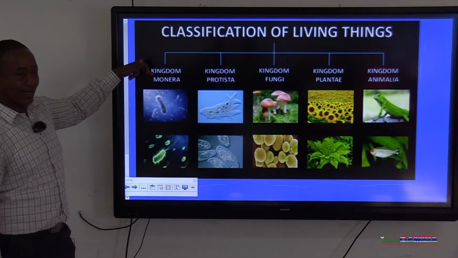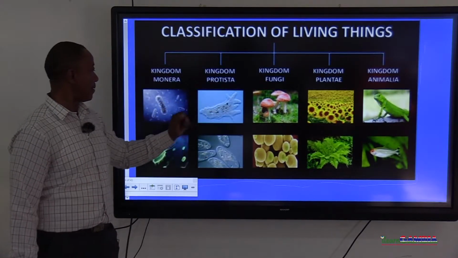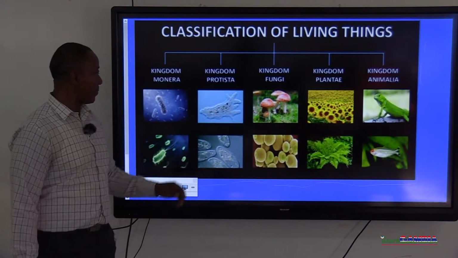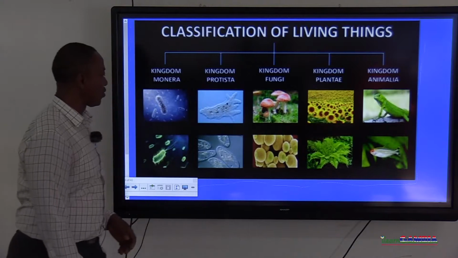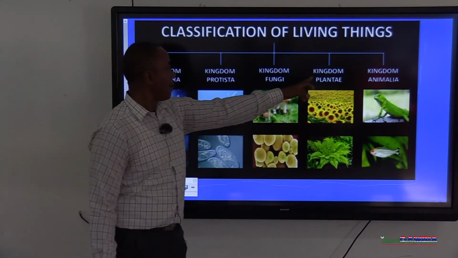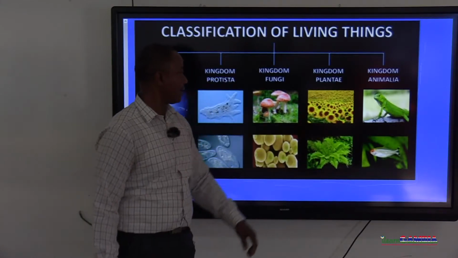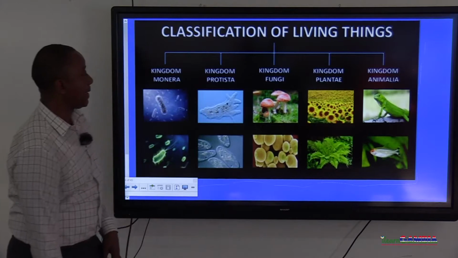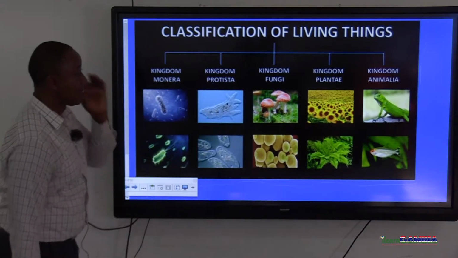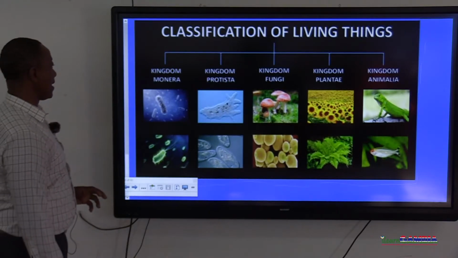The kingdom Monera, that's where you have bacteria. Protista, that's where you have amoeba and the paramecium. Fungi, you would have mushroom and others there. Plants, we know a lot of plants like fern and then this beautiful flower. And the kingdom Animalia, you have the lizard and you have a fish. So this is the way living things are grouped.